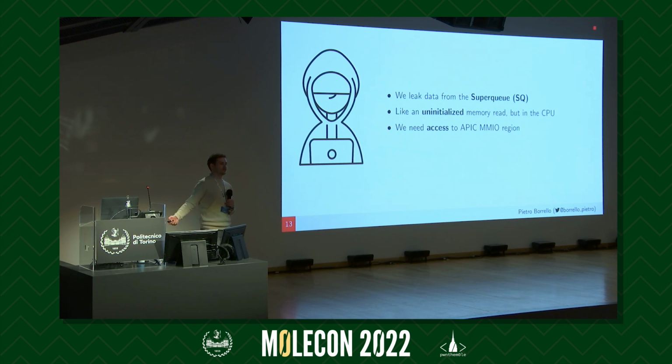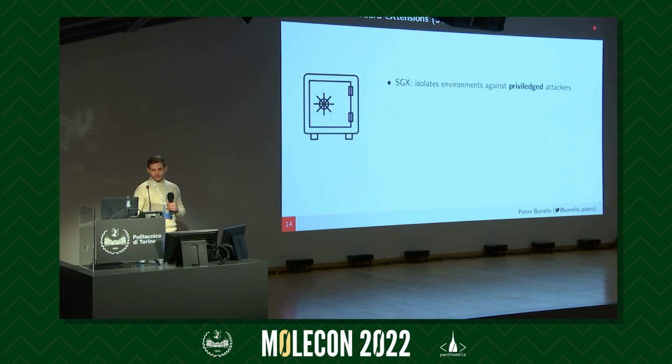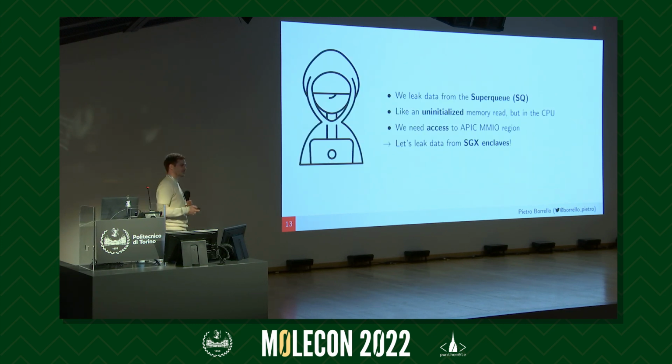So is this useless? I think the CPU world was very lucky that such a powerful vulnerability was prevented just by the fact that this is a privileged area. But okay, we need a kernel to leak those data. But there is something in the CPU that should protect you even from kernel attackers. And that's data that is in SGX enclaves.